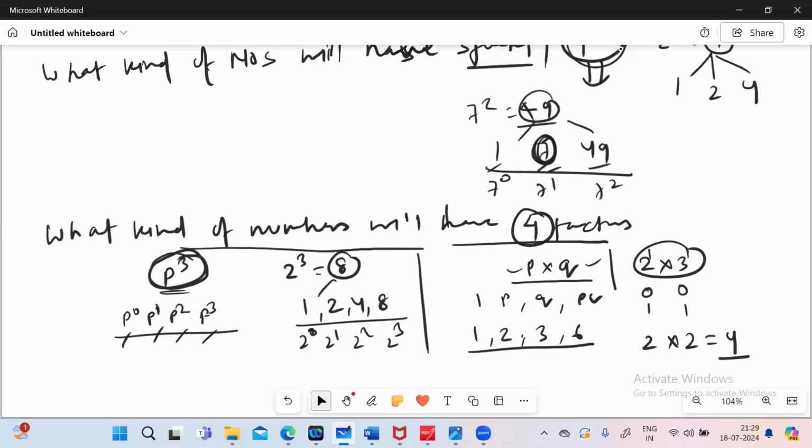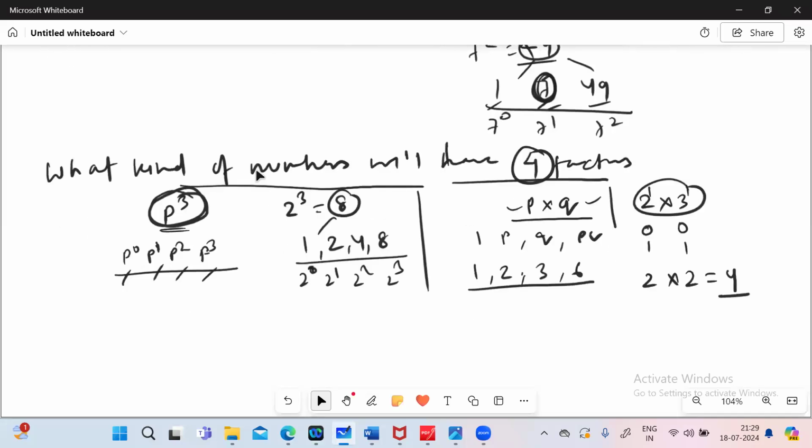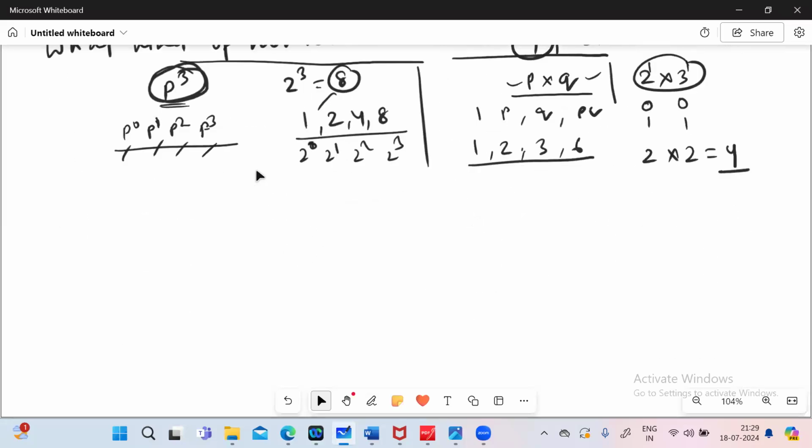I'll tell you, there was a CAT question last year. It is a CAT question. I just told you the concept, and now it was a question in CAT 2023. I don't remember the slot or the question number.